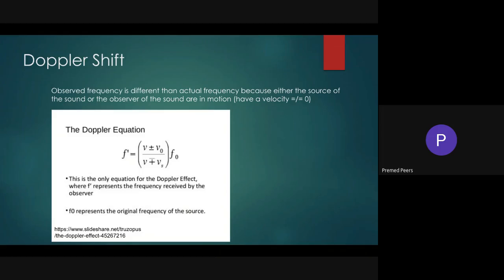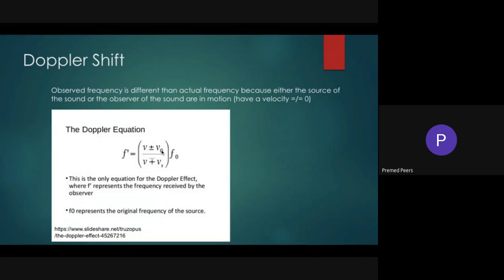Yeah, sorry. So when you are stationary, you just make sure that your V0 would just be 0 because you're not moving. So then the numerator would just be V, and then the change would just be happening in the denominator. This V is the velocity of the actual sound, so this would always be the speed of sound in air. So these are constant, they don't change.